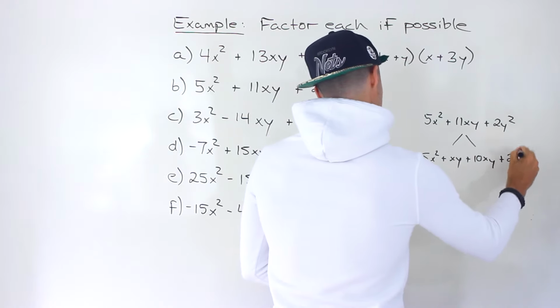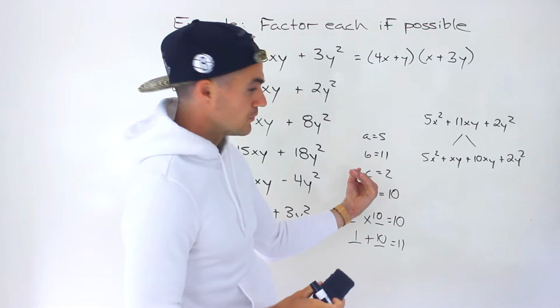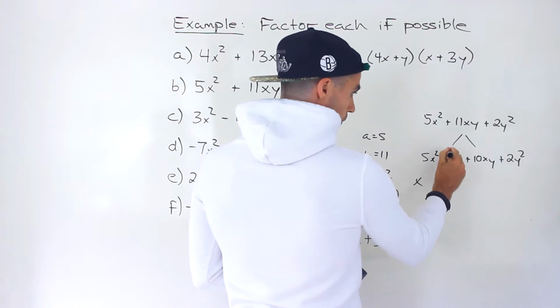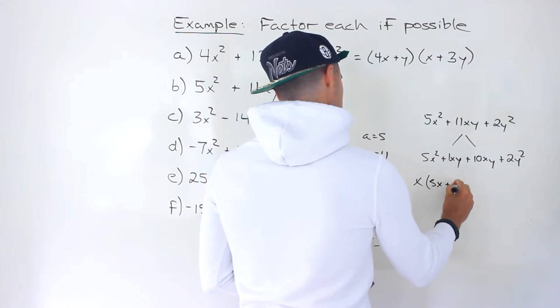But there are different numbers nevertheless. So from these two, what can we take out? Notice we could take out an x value. Can't take out any numbers because we have a 5 and a 1 over here. So we could take out an x, we'd be left with 5x plus y.